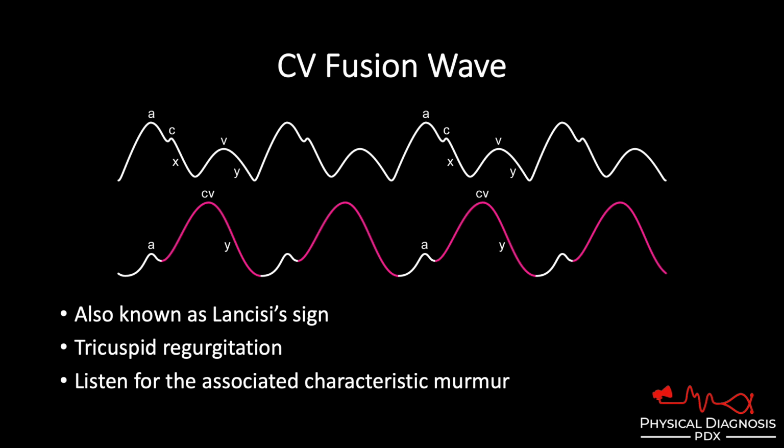What is the abnormality in this tracing? The X descent has been replaced by a large CV fusion wave. This is known as Lancisi sign and is a physical finding of tricuspid regurgitation. In the setting of severe tricuspid regurgitation, retrograde blood flow into the right atrium during ventricular systole results in loss of the X descent, creating a fused CV wave that appears as a large pulsation within the internal jugular vein. This wave is typically followed by an augmented Y descent, a consequence of an increased pressure gradient between the right atrium and right ventricle. The often palpable CV fusion wave is one of the exceptions to the rule that the jugular venous pulse is non-palpable. Listen for an associated holosystolic murmur over the left lower sternal border that augments with inspiration.